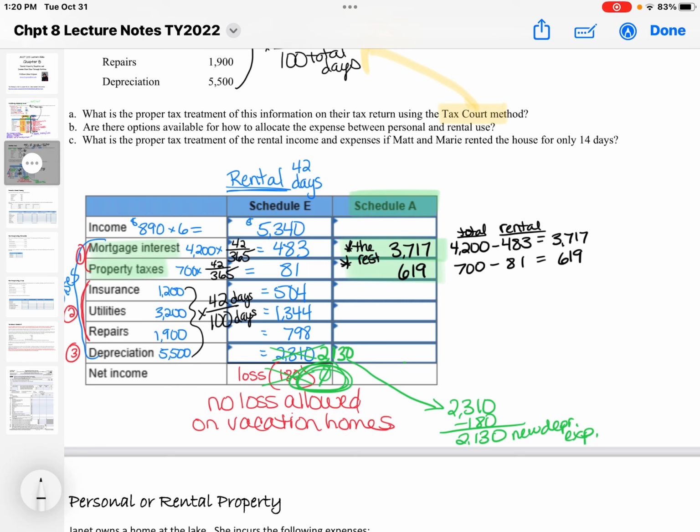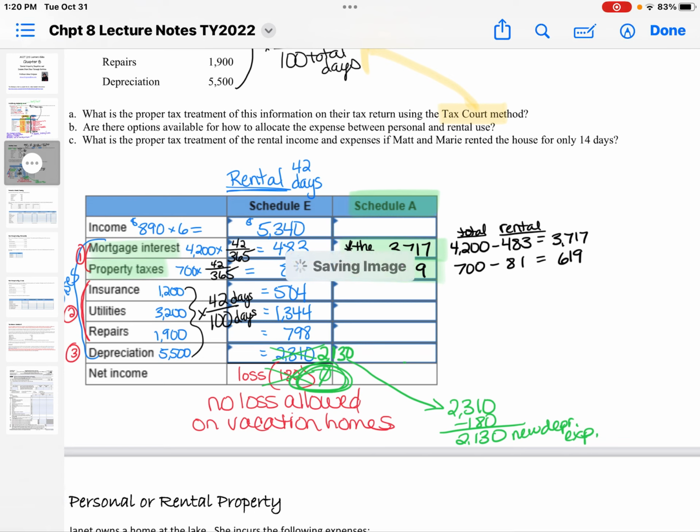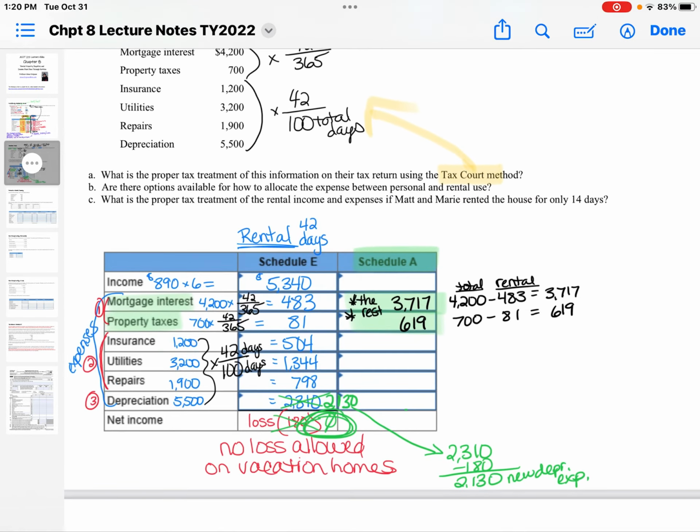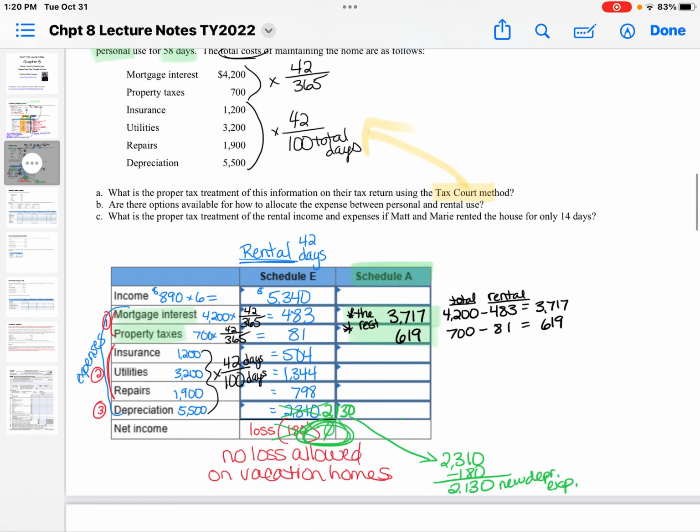So that's our deduction. Now, I know your book talked about it, and I hope you read the little examples in your book. But remember, the tax court method usually always produces the best results as long as we're itemizing. If we're not itemizing, it's not always the best. Basically what it does is it gives you less to deduct on your Schedule E. However, that helps you because we know we can only deduct up to a loss, or up to a zero, up to a break even.